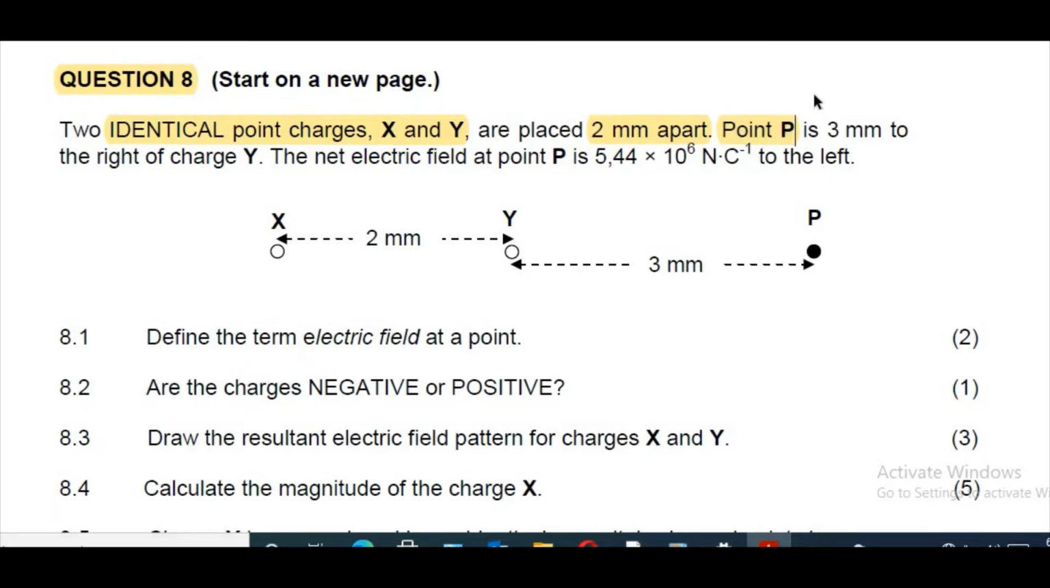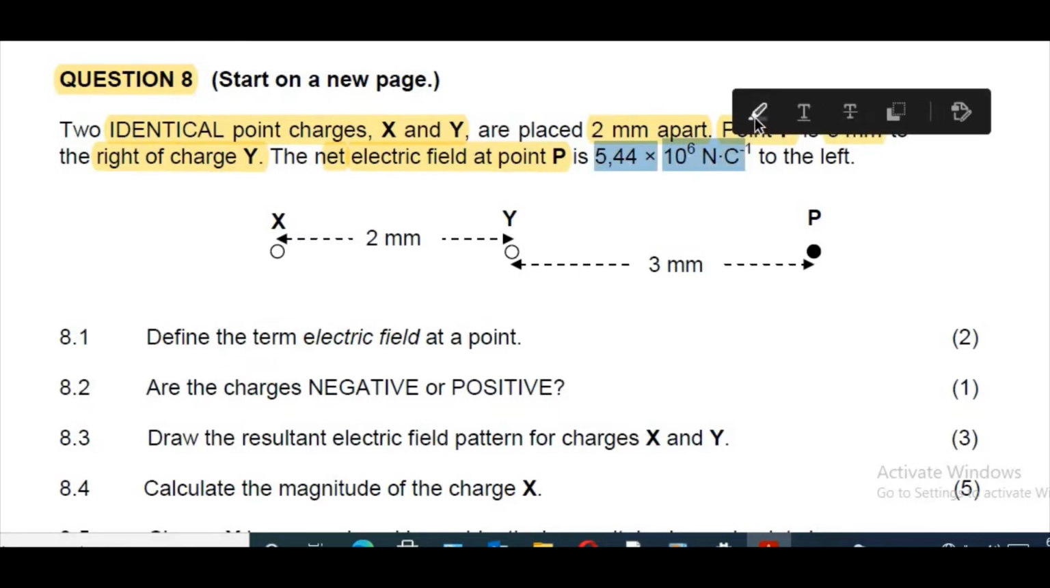They've shown you point P is 3 millimeters to the right of the charge Y, right? Cool. And then you can see that this point is 3 millimeters away from charge Y. And then they give us the net electric field at point P, right? The net electric field is the electric field that point P experiences because of both Y and X, right?